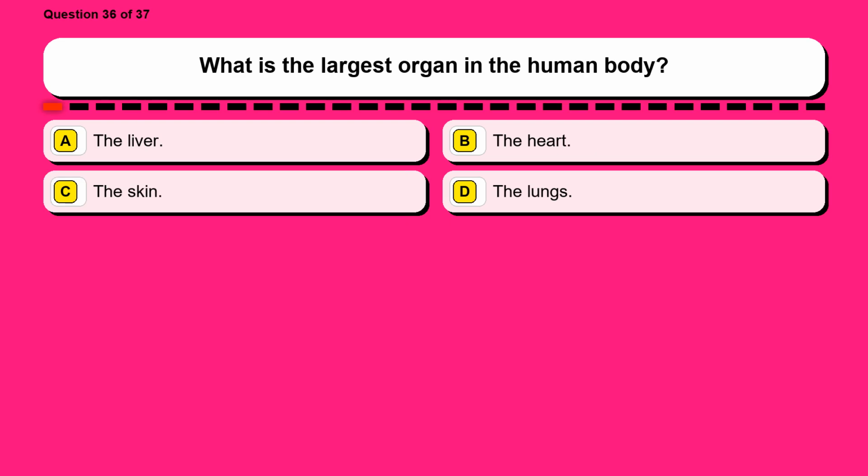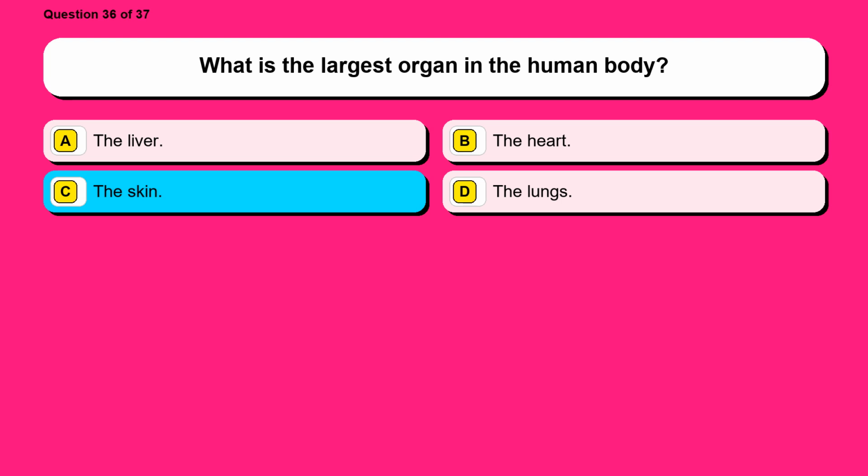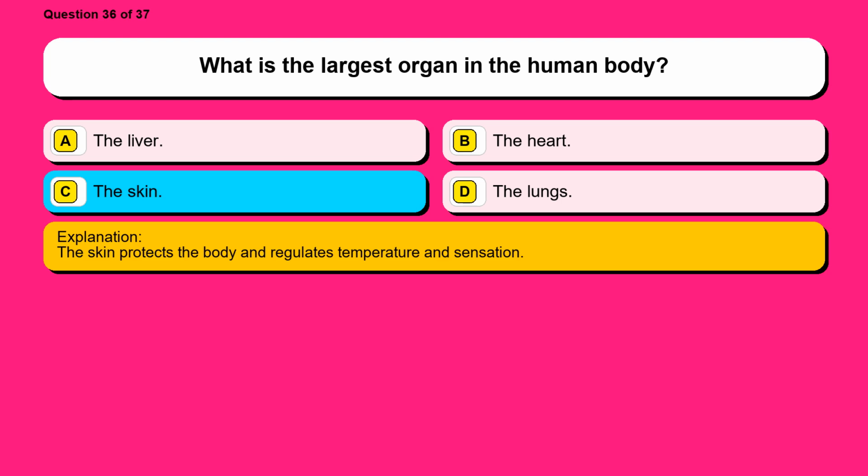Question 36. What is the largest organ in the human body? Option A. The liver. Option B. The heart. Option C. The skin. Option D. The lungs. The correct answer is option C. The skin. The skin protects the body and regulates temperature and sensation.